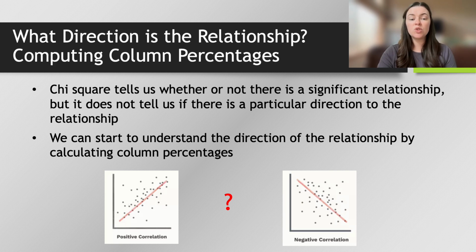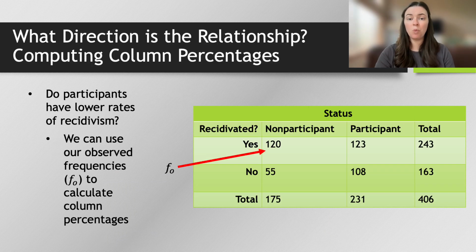Because of that, we can start to understand this relationship better if we calculate column percentages. And so we would be able to see in what direction the impact of this treatment program ultimately had. So now we can hypothesize what direction we would expect these two variables to have in relation to one another. So we can ask the question, do participants have lower rates of recidivism? Essentially, what we're asking here is, does the treatment program work? Do individuals who participate in the program not reoffend at the same rates as those that don't participate?